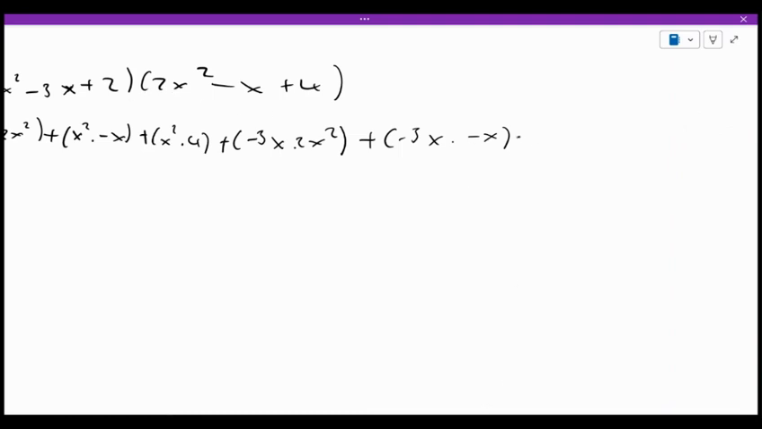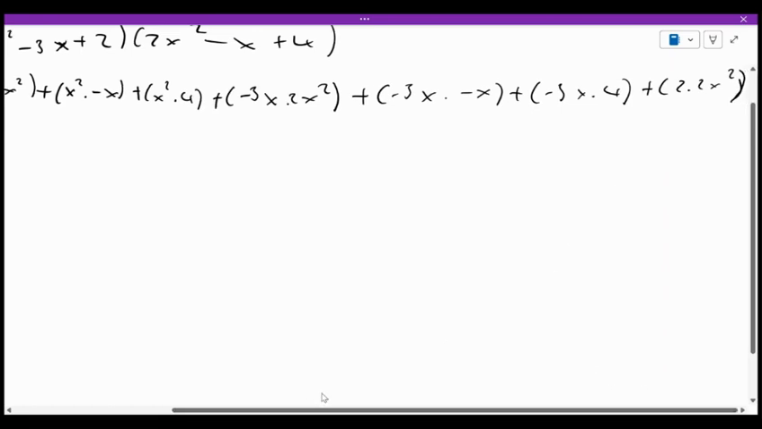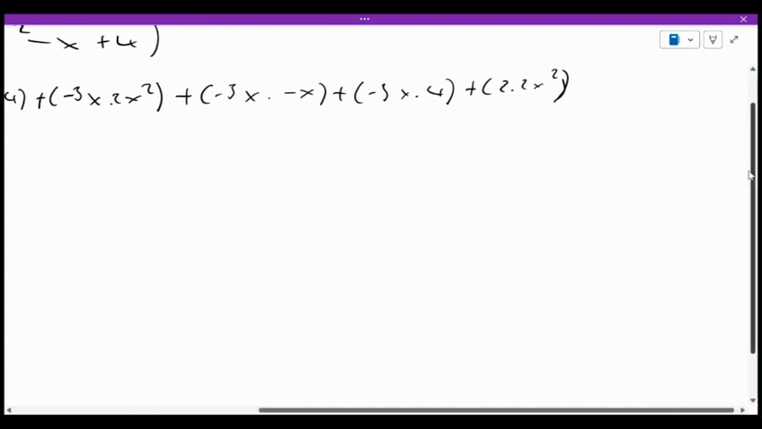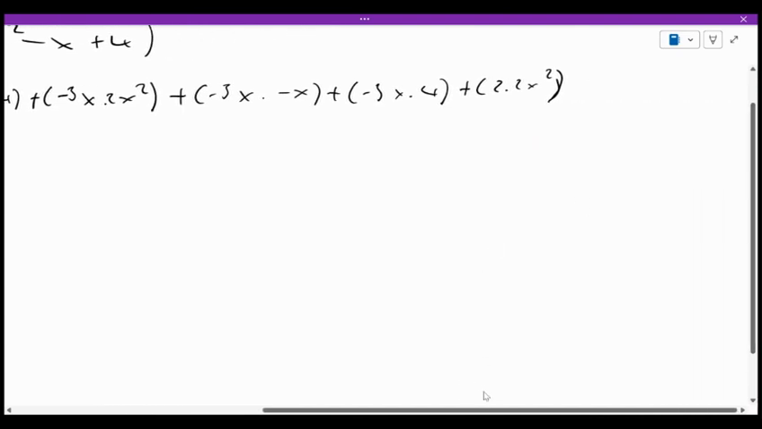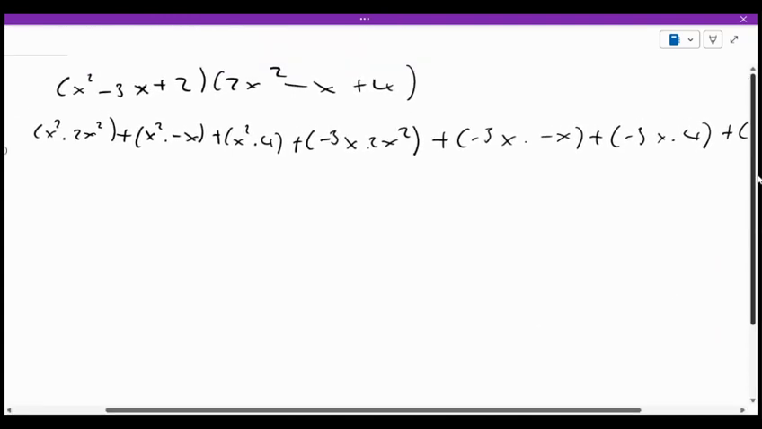Yes, and then we have negative 3x times 4. Same goes here. We have 2 times 2x squared. This is really long. I could have written it underneath, but I just want it to be linear. Now I can't see. I'm just writing it underneath. Hopefully you're going to be able to follow.